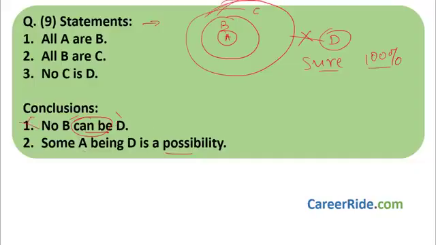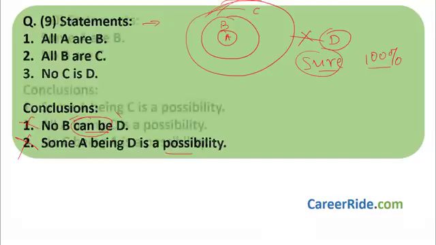Next, some A being D is a possibility. Common sense, look at the diagram. A comes inside B, B comes inside C. So A comes inside C. C is not at all connected to D. How will A be connected to D? Absolutely not. A and D are not connected, that we know for sure. So A can never be connected to D. So this is also a wrong conclusion, that some A being D, or some A can be D, or some A being D is a possibility.